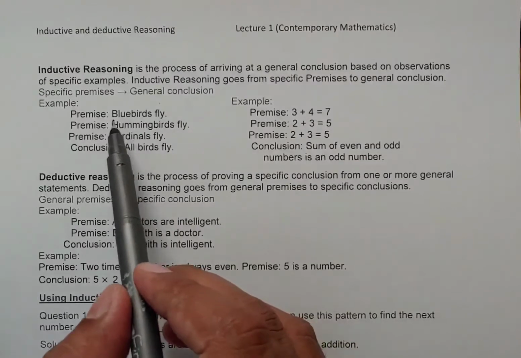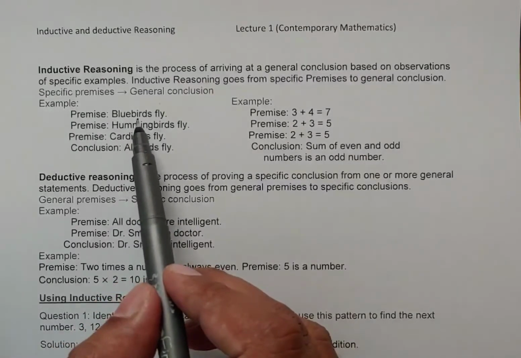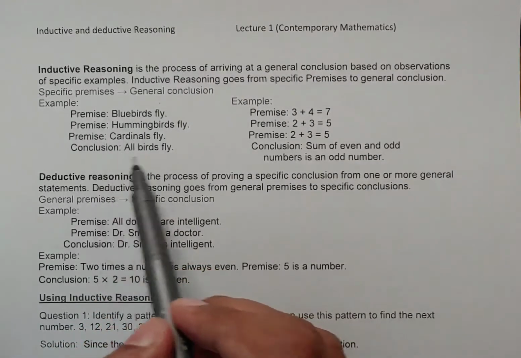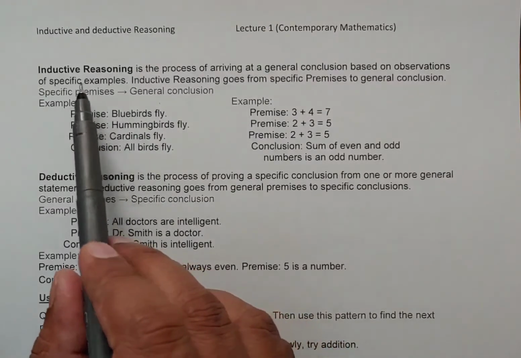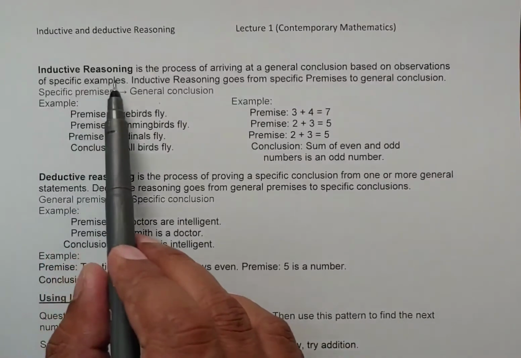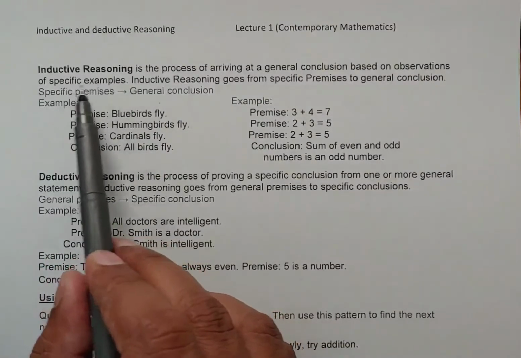So when you go from specific premises to a general conclusion, then this is called an inductive argument or inductive reasoning.